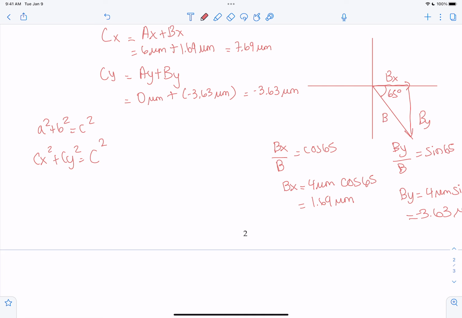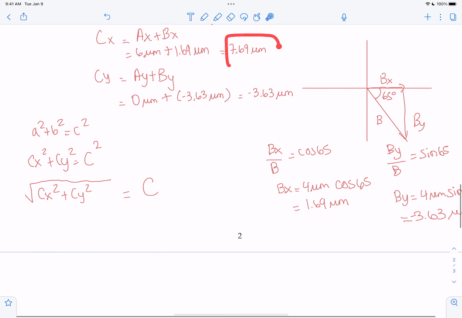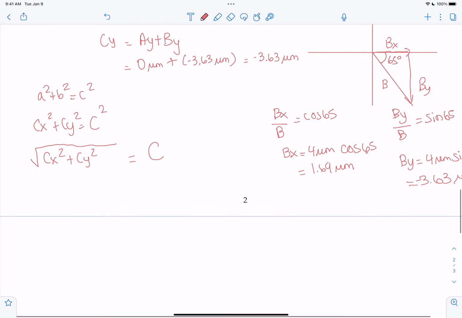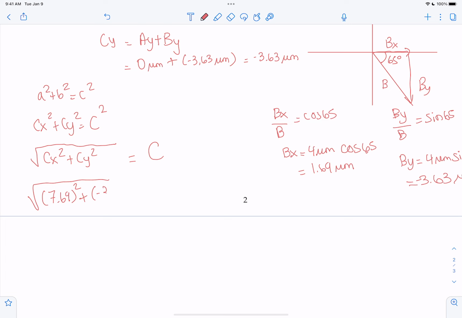We take the square root of everything. We'll get the square root of cx squared plus cy squared is equal to c. And then we just substitute these values in, 7.69 and negative 3.63, and I'll forgo writing the units for now, just because I want to make some space for the problem. And we have negative 3.63 micrometers squared. And that gives us our C. And then our C should be what? 8.5. Anybody else get 8.5 micrometers?